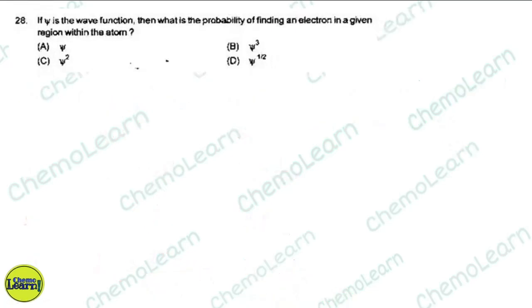Question number 28. If psi is the wave function, then what is the probability of finding an electron in a given region within the atom? So this is from basics of quantum chemistry, or you can say from atomic structure. And you know, the probability of finding an electron within the atom is denoted by psi square.